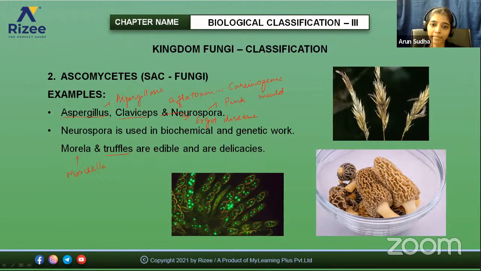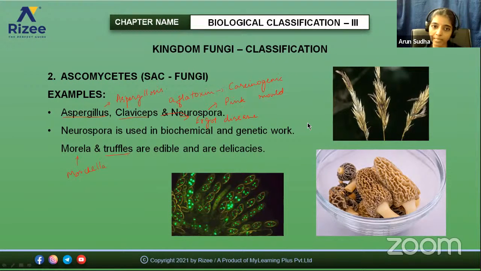Generally, the study of fungi is called mycology. Ascomycota is the name of the class that includes Ascomycetes. Ascomycetes are also called sac fungi. So sac fungi examples are Aspergillus and Claviceps. Claviceps causes the ergot disease of Bajra, and Neurospora is called pink mold, and is used in biochemical and genetic work. And Morels and truffles are edible and they are used as delicacies.